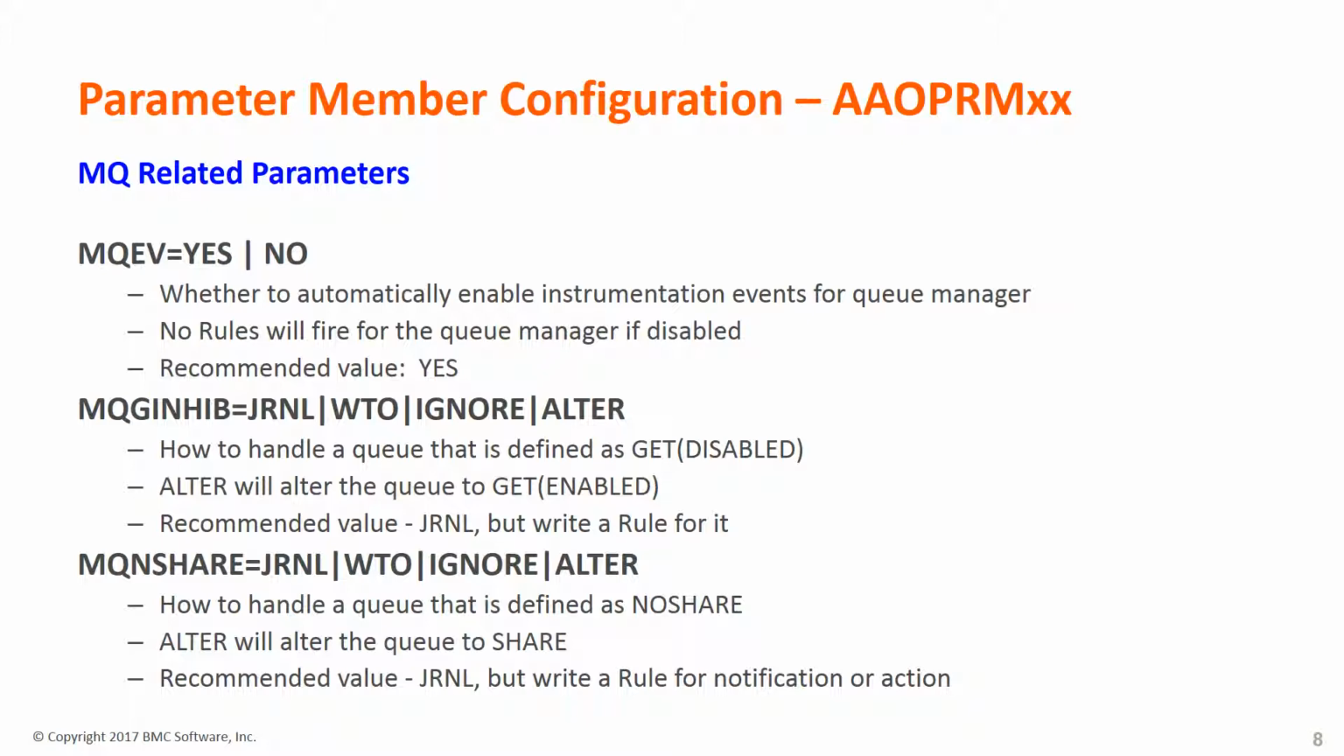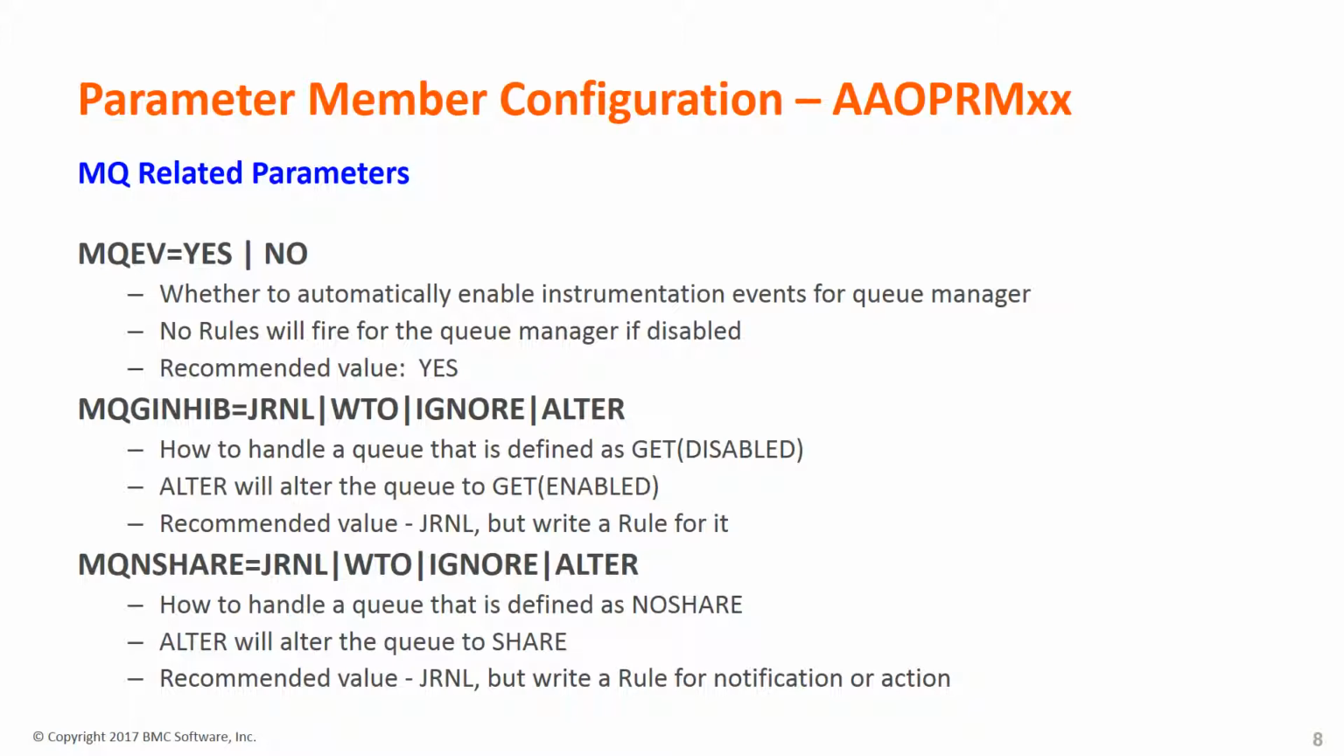AAOPRM also contains parameters related to MQ processing. MQEV equals yes or no indicates whether we want to automatically enable the instrumentation events for the queue manager. If we're not capturing the instrumentation events, then there will be no rules being fired for that queue manager. So our recommendation is to set this value to yes.